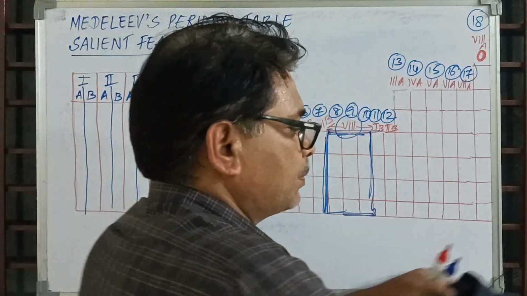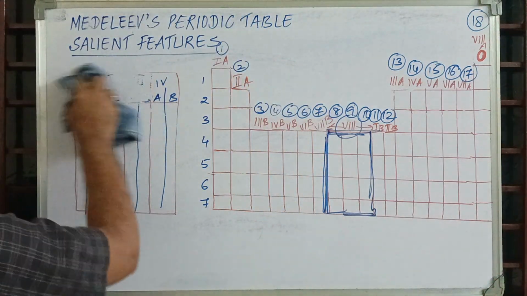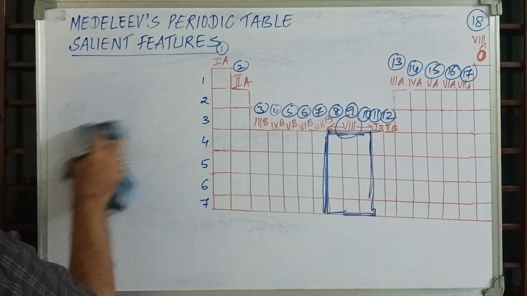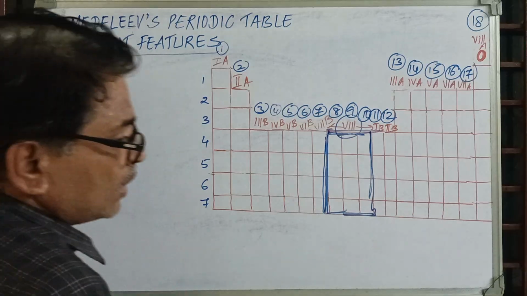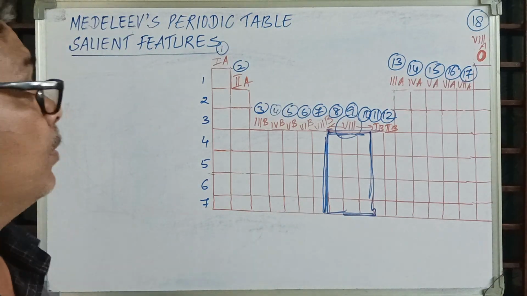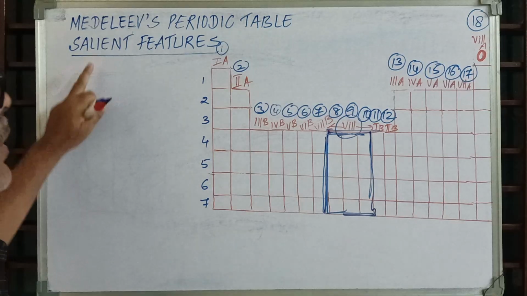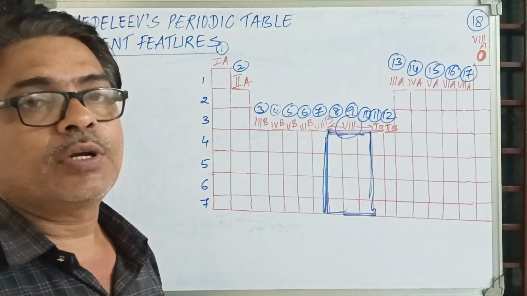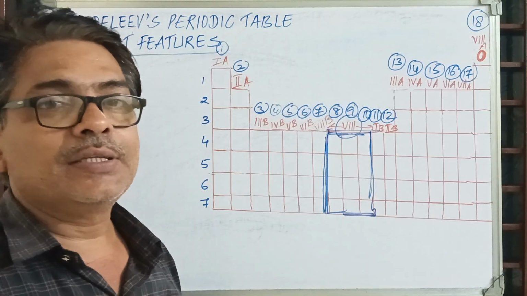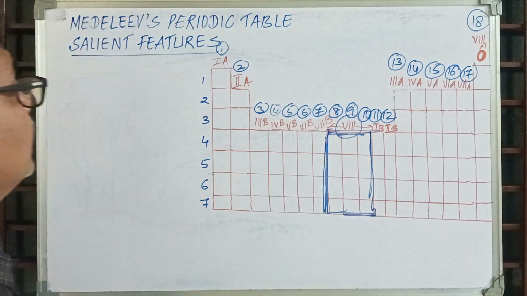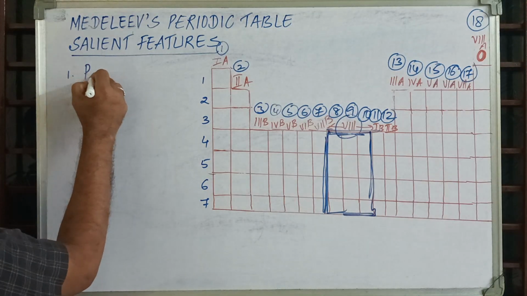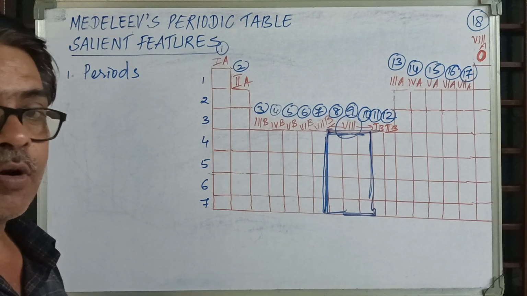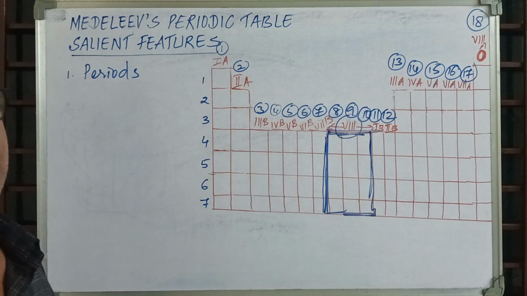Right, now let us speak about Mendeleev Periodic Table only, because our topic today is Mendeleev Periodic Table. Look at the board. Salient features of Mendeleev Periodic Table. It is not silent, it is salient features, which means important features of Mendeleev Periodic Table. Among them, the first one is about periods. Our topic today is Mendeleev, not the modern periodic table.